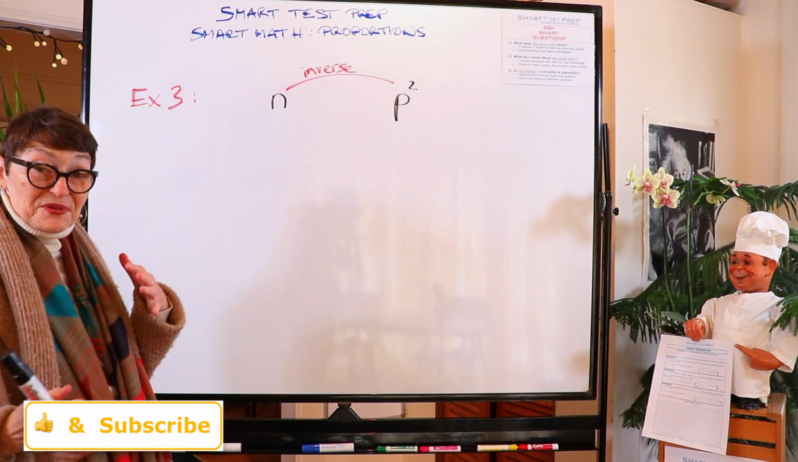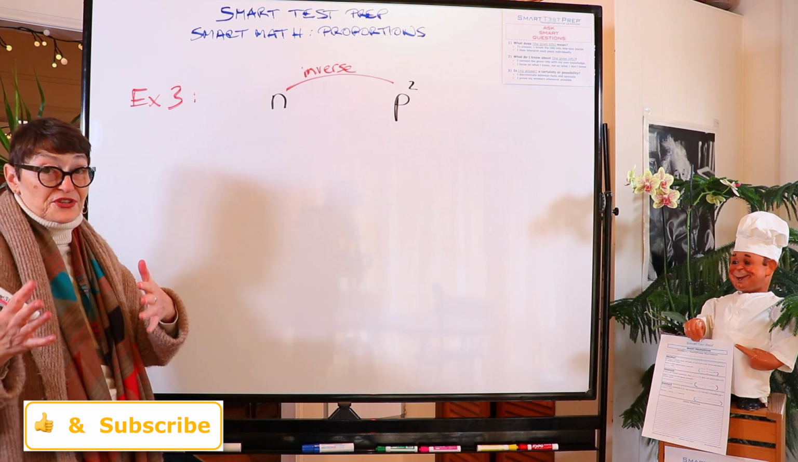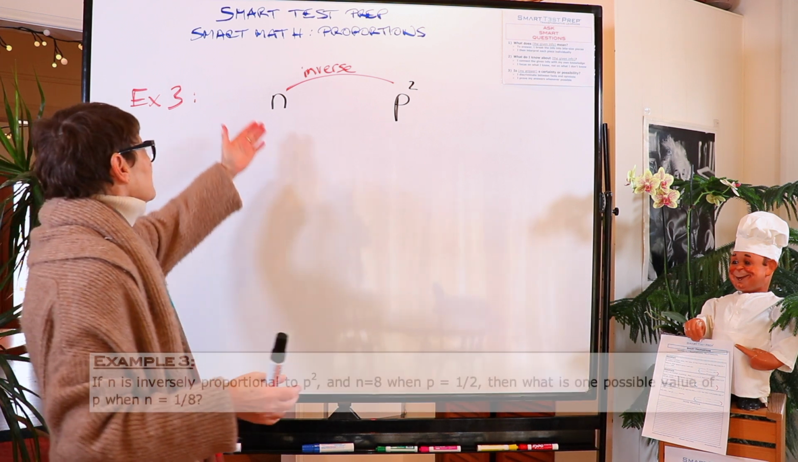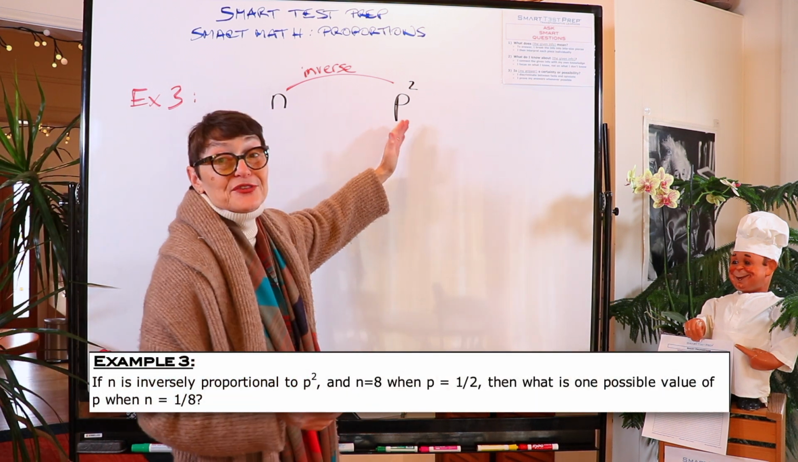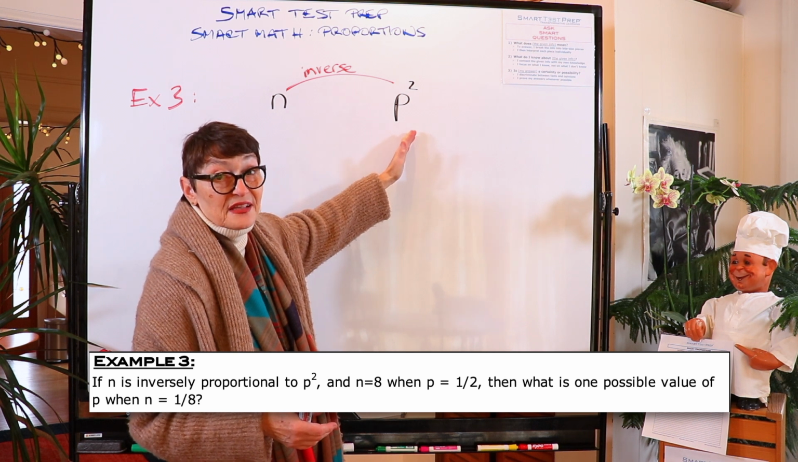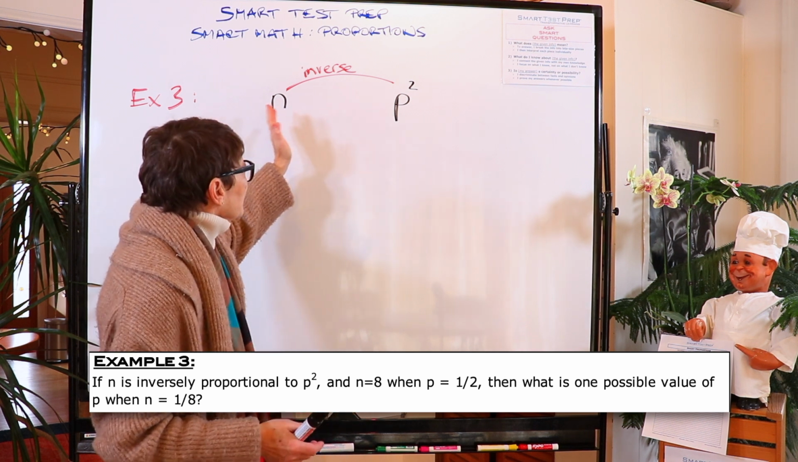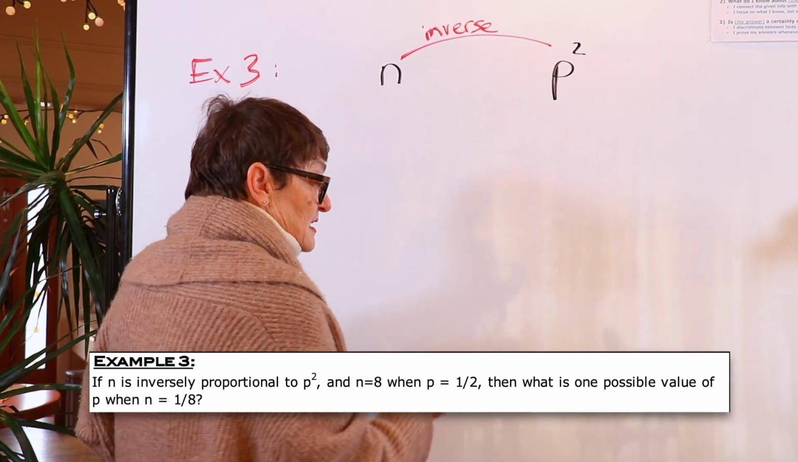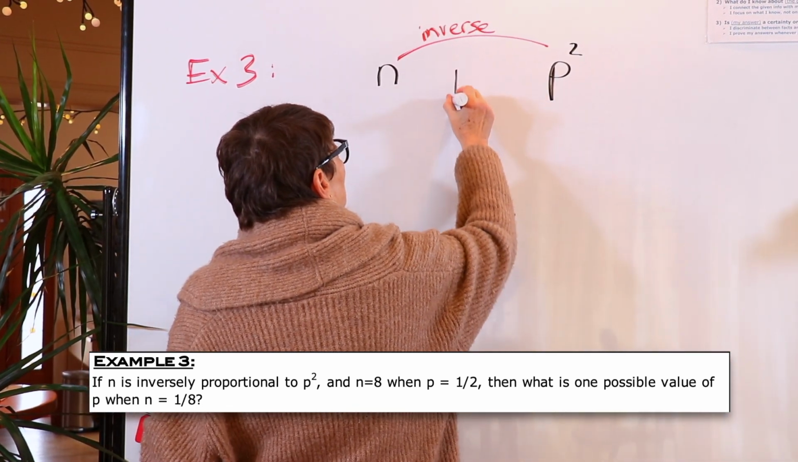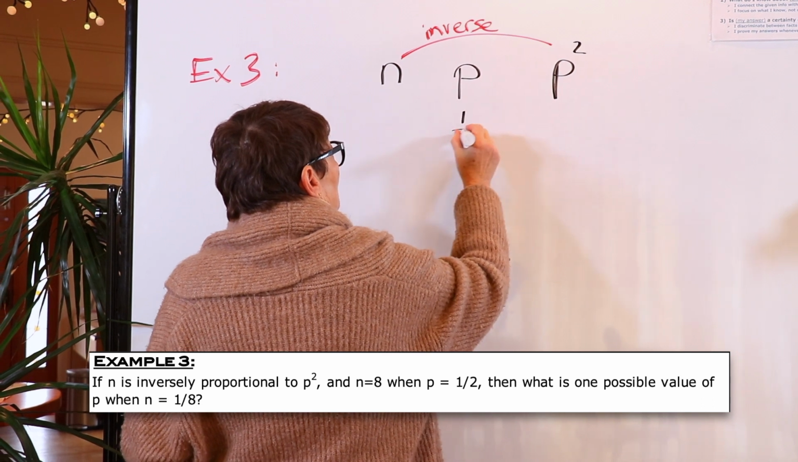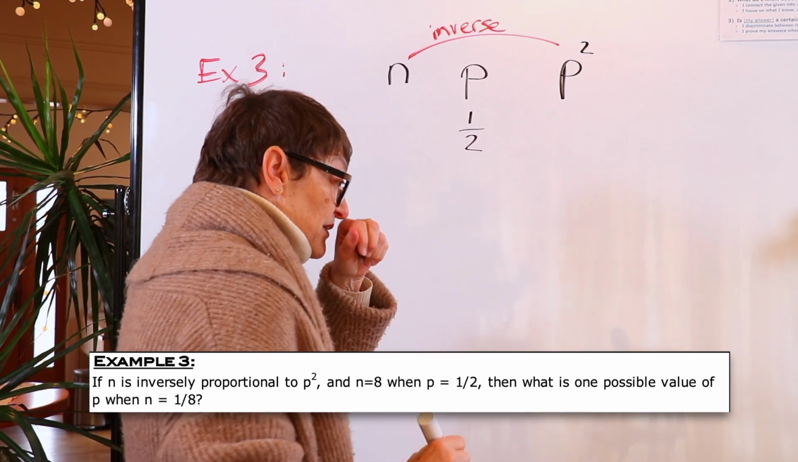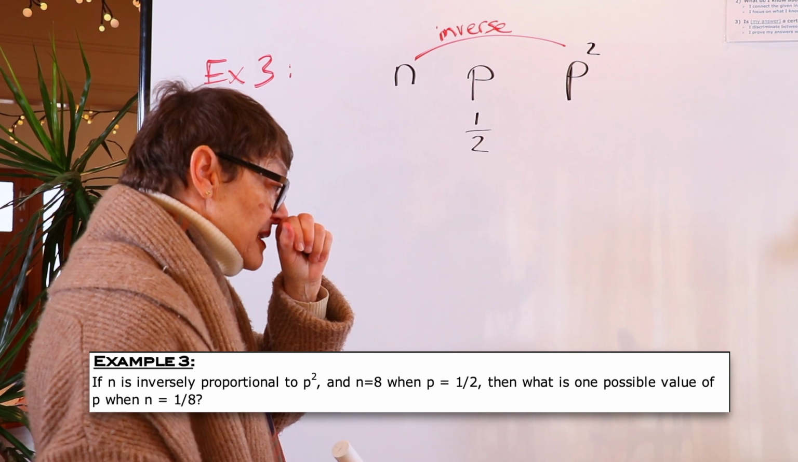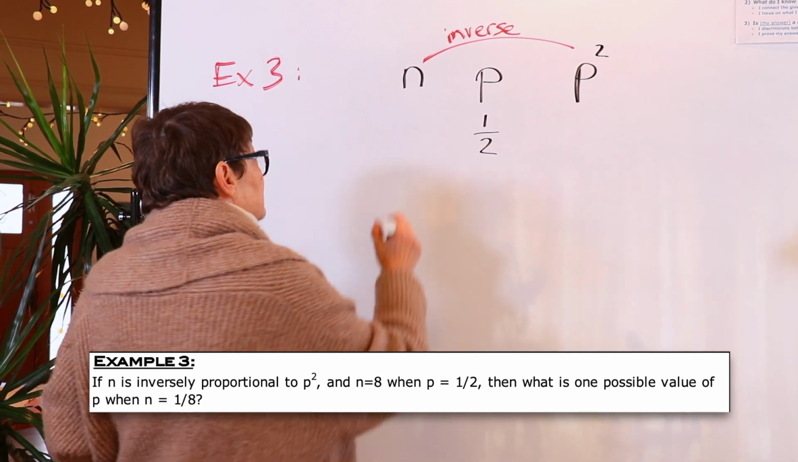All right, in example 3, we have 3 different units. We have a relationship that is given between n and p squared in this case. Not p, but p squared. And they're inversely proportional. When p is equal to 1/2, then we know that n is equal to 8.